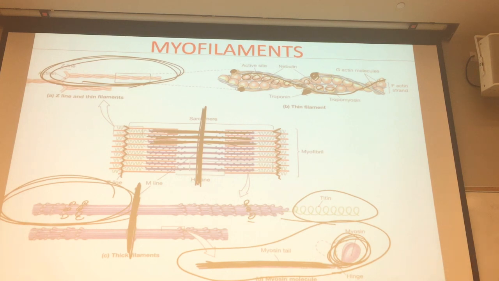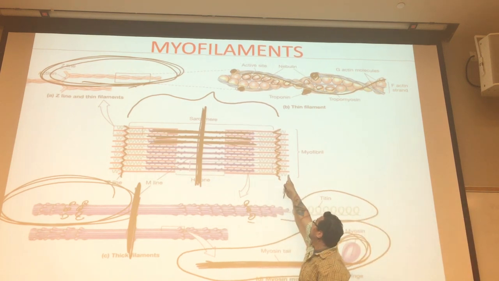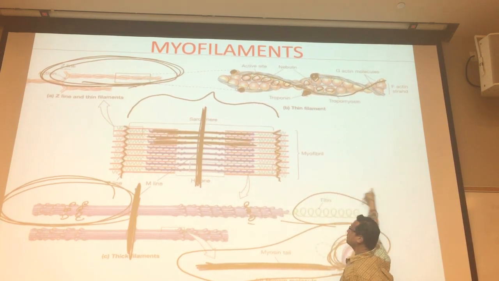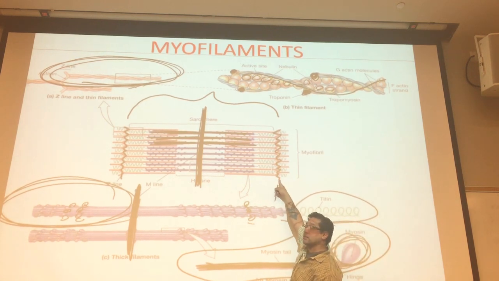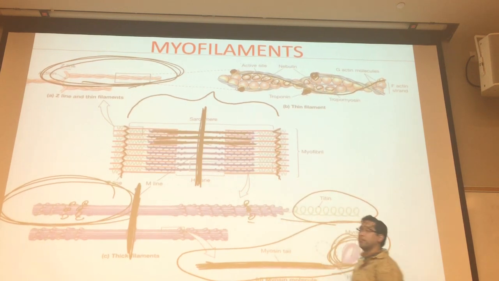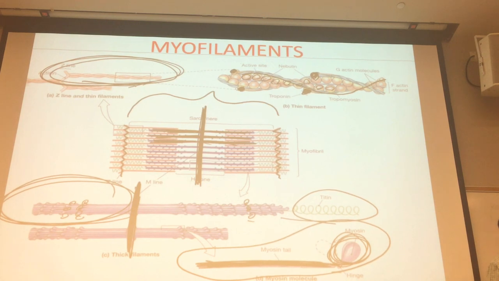And the reason why it's in between is, what is this whole structure right there? What's that entire structure that's bracketed between the two Z lines? That's one sarcomere. So if this is one sarcomere, then what's beginning right here? Another sarcomere. So where is this line? In between them. And that's what the Z line is, in between sarcomeres.